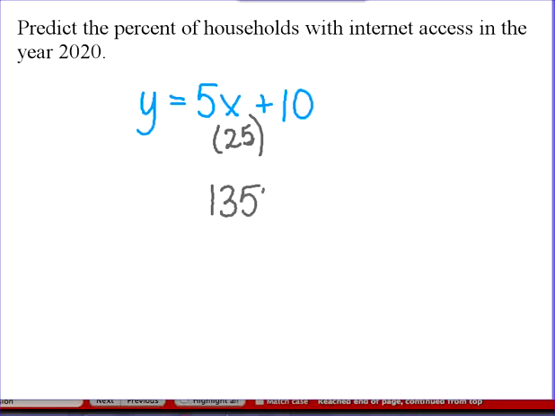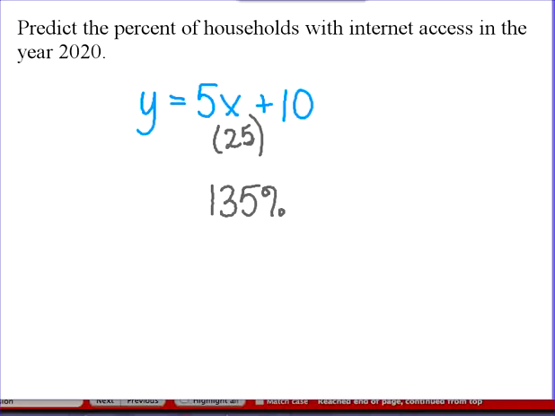135%. Do you think we could have 135% of households? No. Actually, this is one of those in which over the long term that's probably not a realistic answer. But what that would probably tell us is that it would be really, really close to 100%.